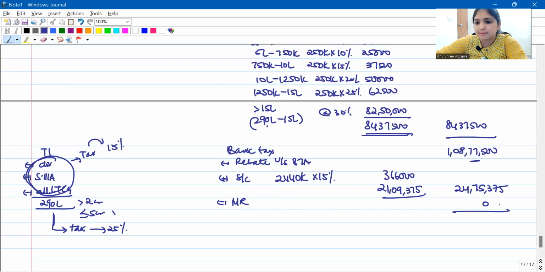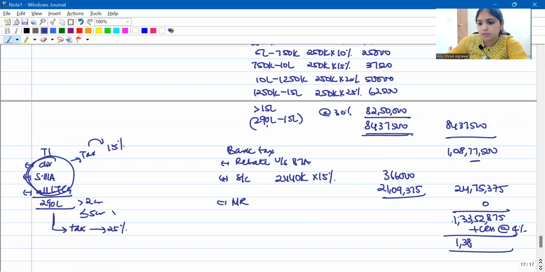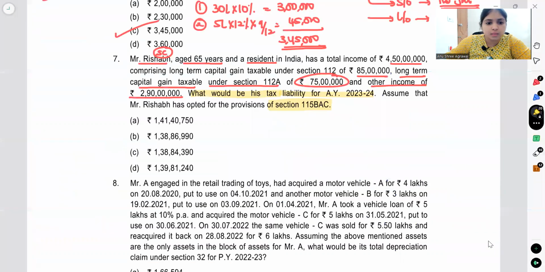So the total tax as of now comes up to 1 crore 33 lakh 52,875, and then you will add cess at 4%. After adding cess, it's going to be 1 crore 38 lakh 86,990. So which option will it be? This one, 1 crore 38 lakh 86,990.